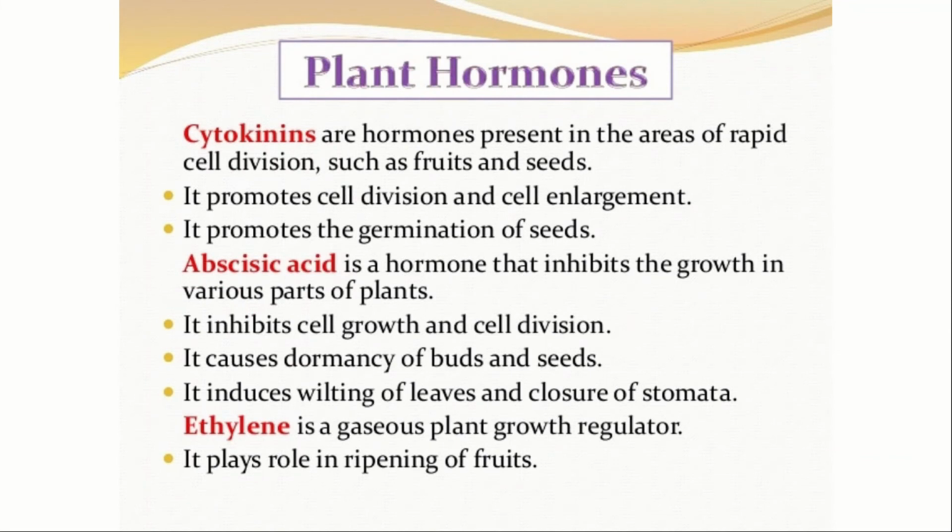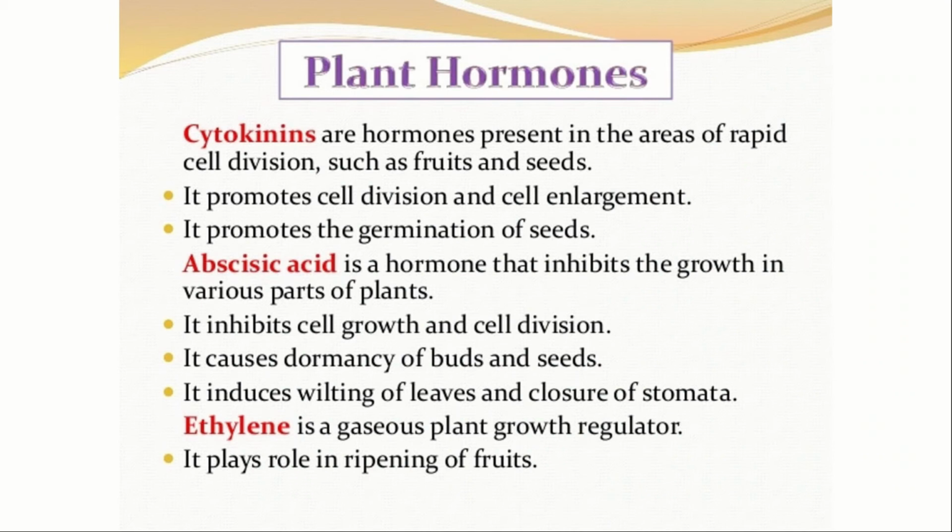Next comes cytokinins. Cytokinins are hormones present in areas of rapid cell division such as fruits and seeds. Wherever cell division, the multiplication of cells, is happening, there cytokinins will be present. They promote cell division and cell enlargement, and they also promote germination of seeds.